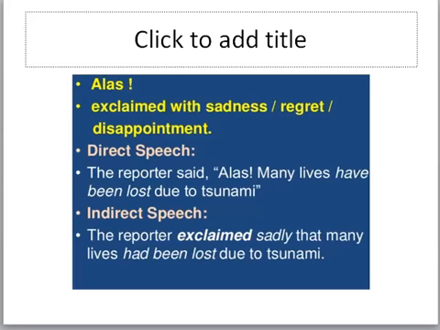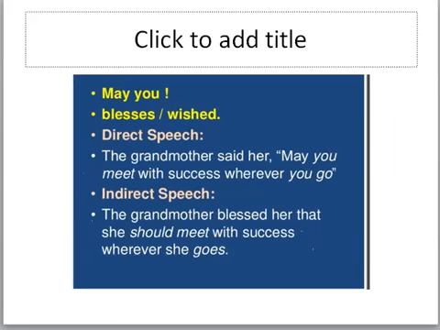Let's move on with the second example. Alas is used to express sadness, regret, or disappointment. The direct speech is: the reporter said, "Alas, many lives have been lost due to tsunami." And the indirect speech would be: the reporter exclaimed sadly. The alas would be omitted, right? Because we have already stated that the emotions will be omitted when we change a direct into an indirect speech. So the reporter exclaimed sadly that many lives had been lost due to tsunami, right?